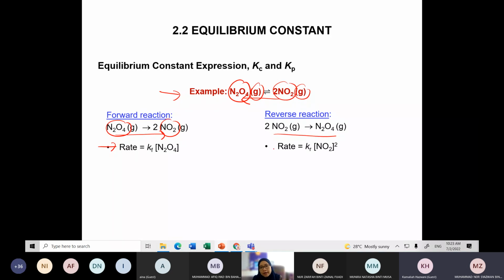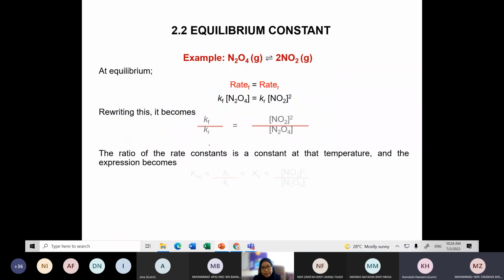So how do we write the rate law for this one? The rate is equal to Kr, where R stands for reverse, because referring to the original equation, this is actually a reverse reaction, times the concentration of NO2 raised to the power of 2. So this is the rate law for forward and reverse.